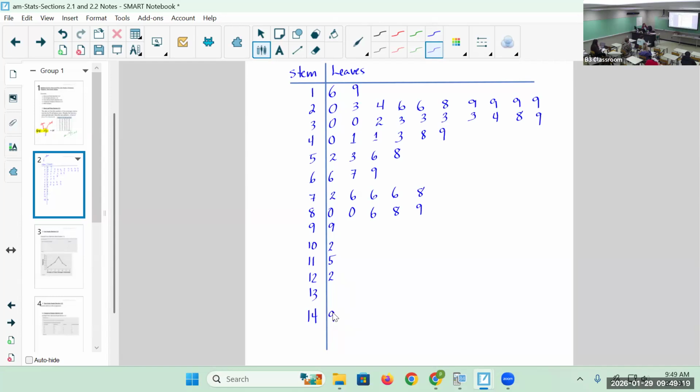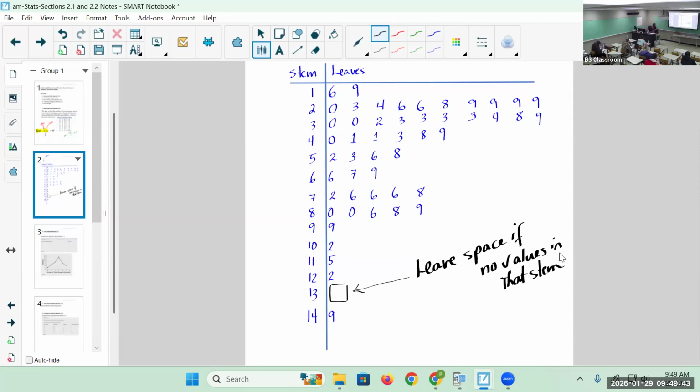I'm gonna write a note here, and sometimes I like you to write the note: leave a space if no values in that stem. Sometimes when you're looking back at your notes, if you don't write yourself notes like that, you might think, oh, I made a mistake, or there was a number I should admit. But this way you know that you actually have to leave the space. Now, if you look back at the problem, it says, describe any patterns.